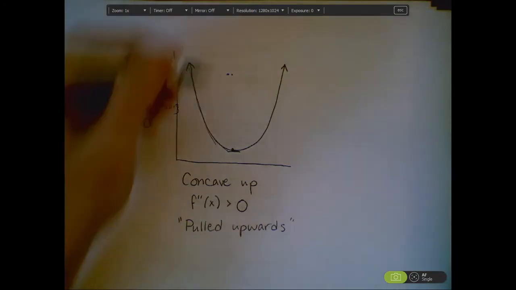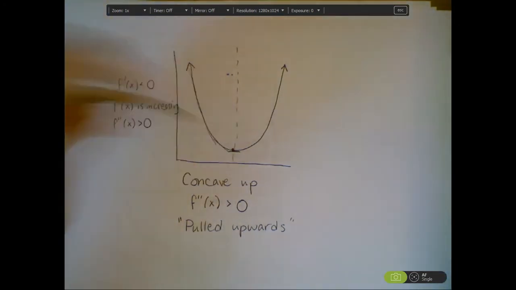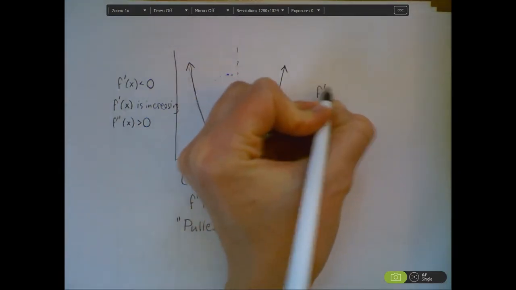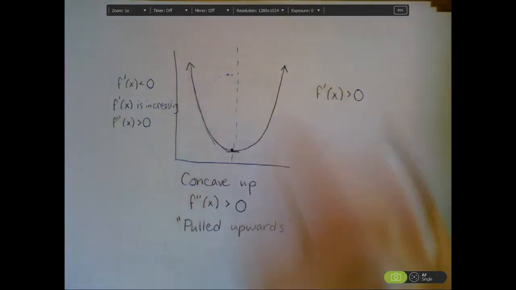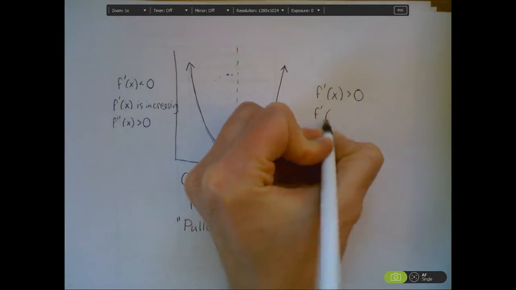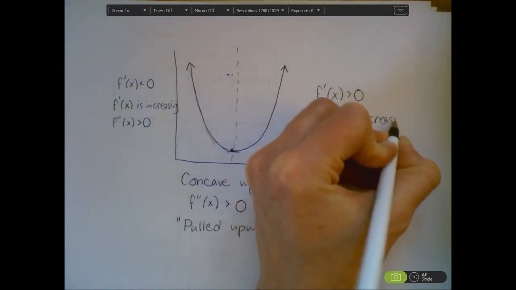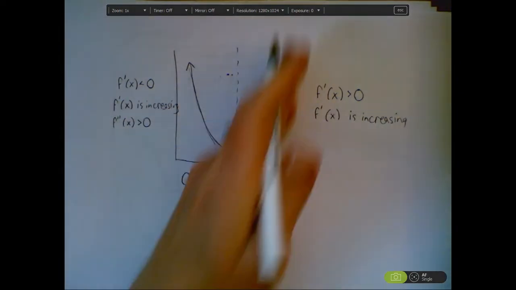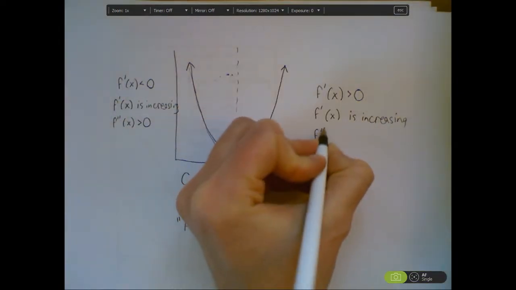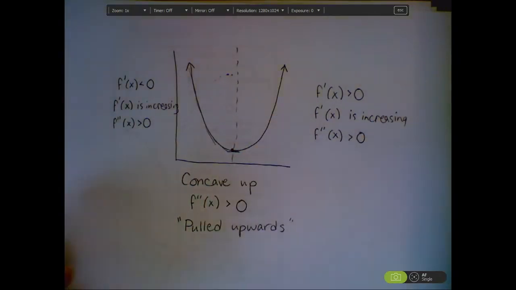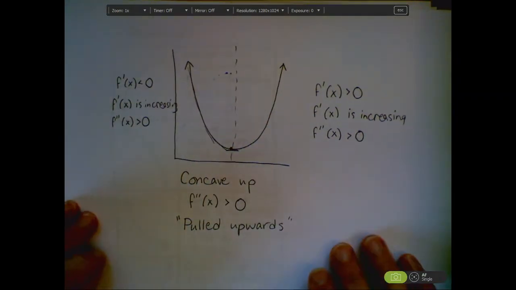And I'll do an analysis for this other side. In this case, our slopes are always positive, so f prime of x is always greater than 0. And again, we have that our derivative is increasing because it's getting more and more positive. So that means that our second derivative is greater than 0. And let's summarize everything that we just said in one simple graphic.